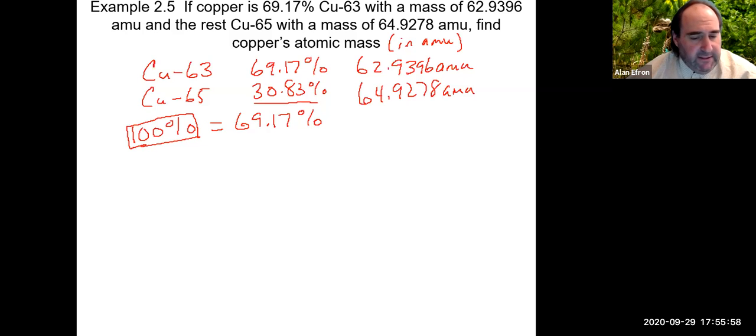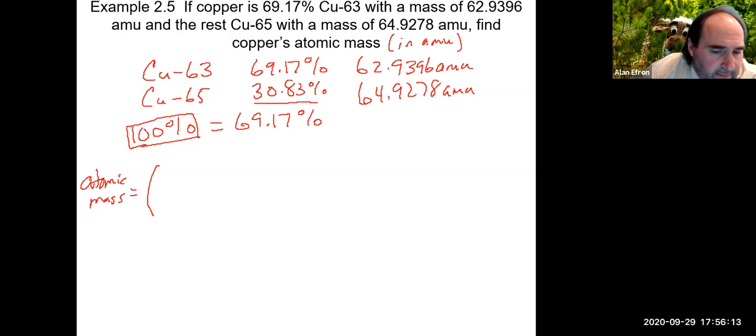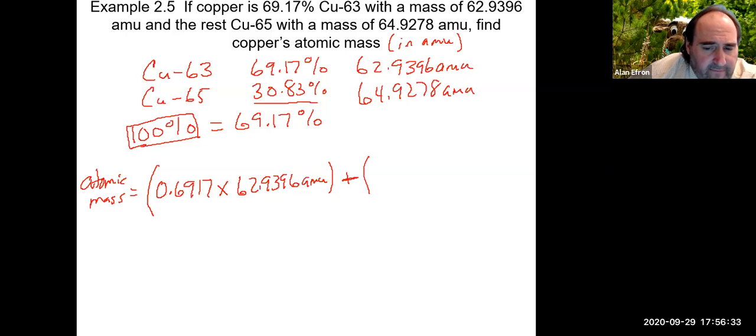At this point, we have pretty much everything that we need to calculate the atomic mass. So the atomic mass would be the percentage of our first isotope, which is 69%, converted into a decimal, 0.6917, or take the 69.17 and divide it by 100. We're going to times it by the atomic mass of that first isotope, which would be this. Again, we're going to add this to our second isotope, converted into a decimal, 0.3083, times the atomic mass of our second isotope.